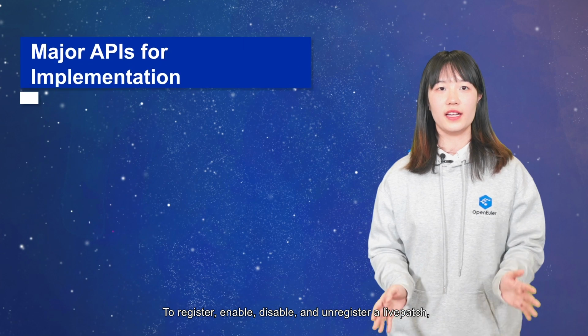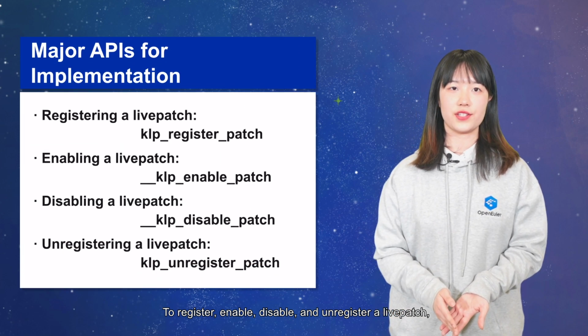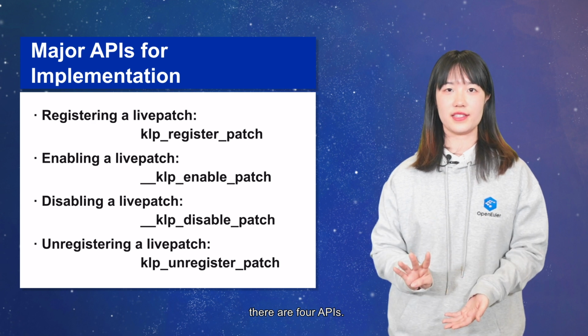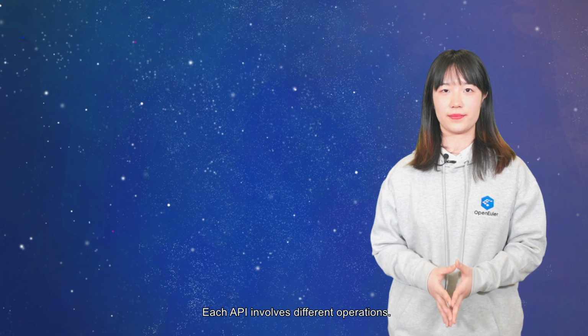To register, enable, disable, and unregister a Livepatch, there are 4 APIs. Each API involves different operations.